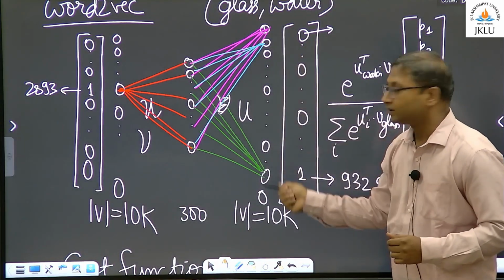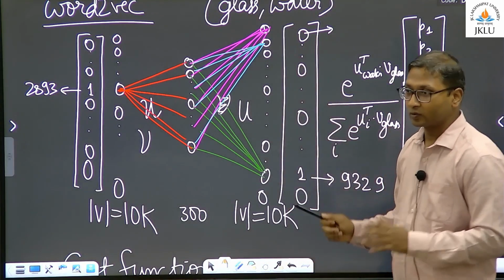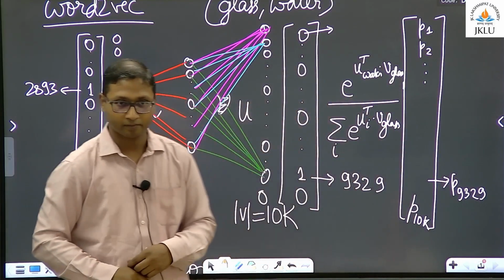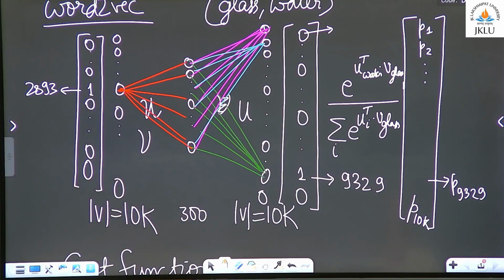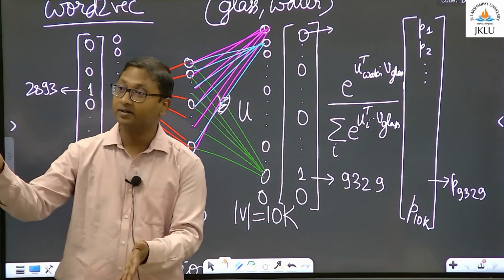And how many terms will you have? 10,000 such terms. This is the output of just one training example. Do you like it or dislike it? Why?